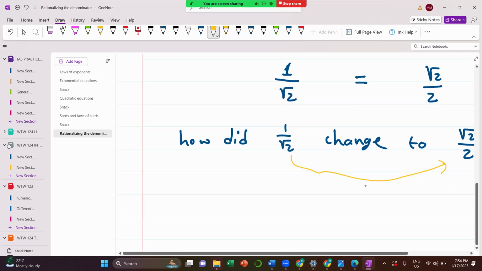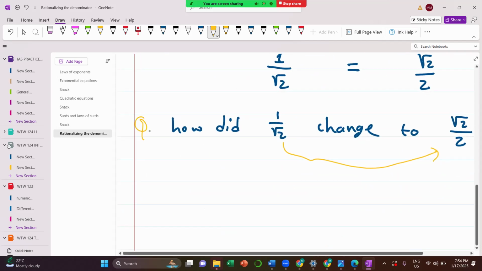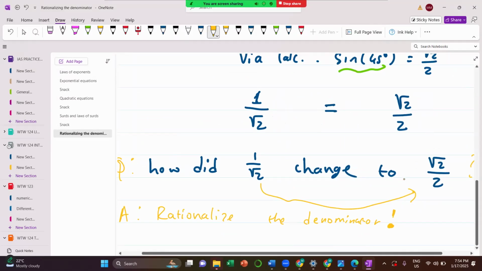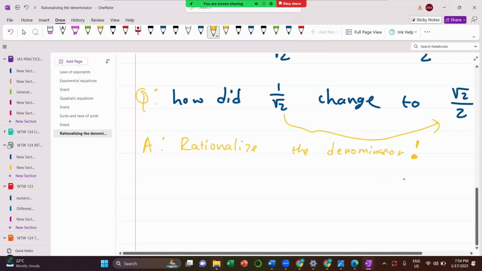So my answer to this question is: how do we change it? We are simply going to rationalize the denominator. So today we are going to learn how this turned into that. Hence we are dealing with the topic of rationalizing the denominator. Are you guys okay?